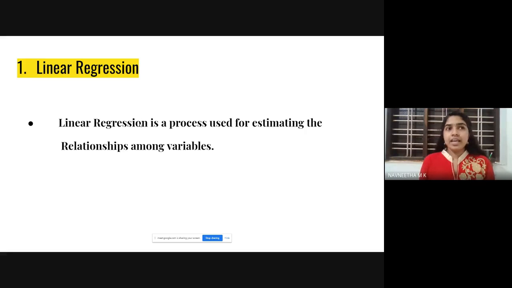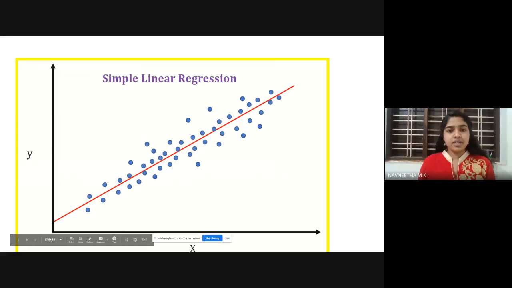In any prediction, we first find the chances of errors in that prediction. This graph is a simple linear regression graph. In this graph, we can see a lot of blue points or blue dots. That is the variable data.